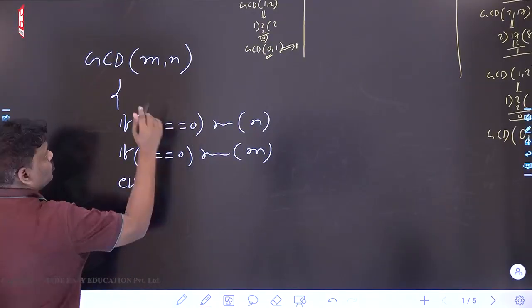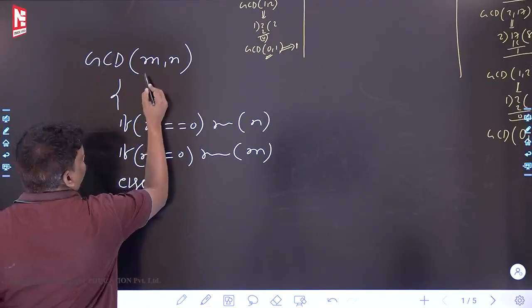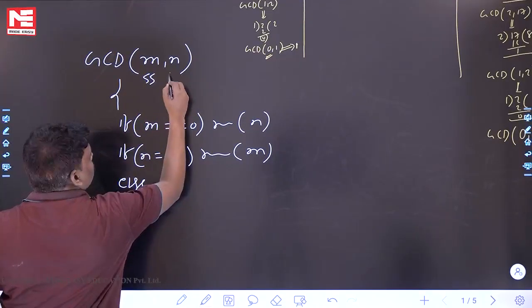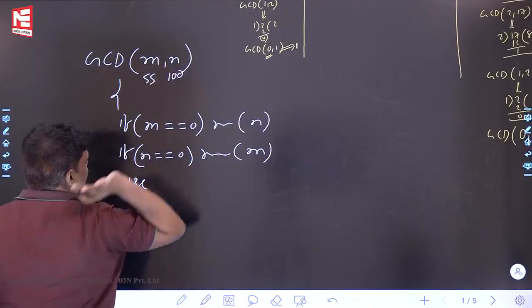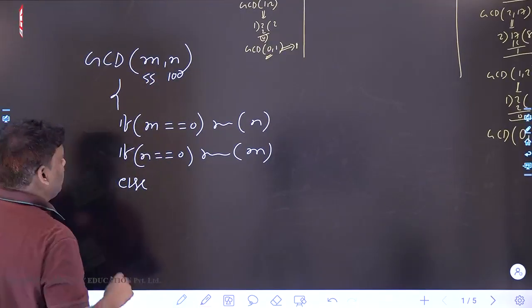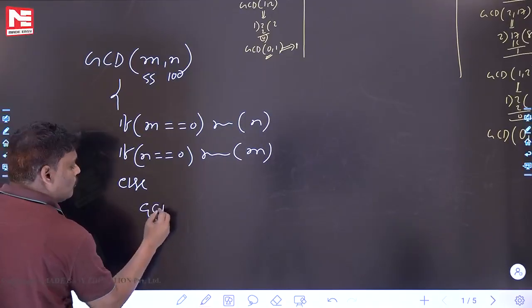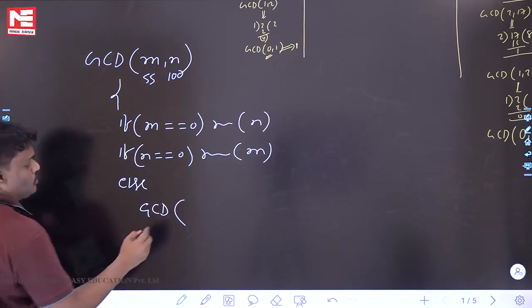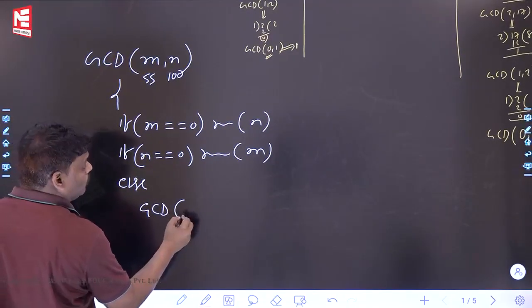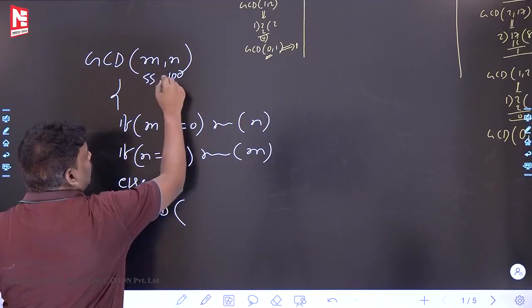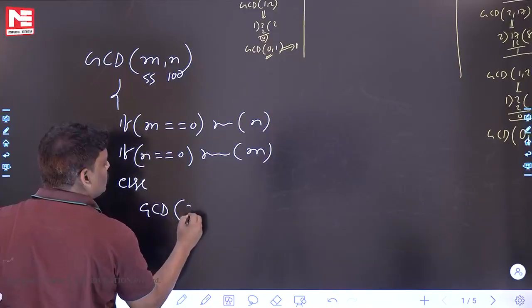No one is 0. Suppose assume this is 55 and this is 100. Then what is the else part? What is the answer? I think you have to apply GCD again. GCD of, can you say what is the first argument? The remainder. What is the remainder here if you divide 100 with 55? N modulo m.